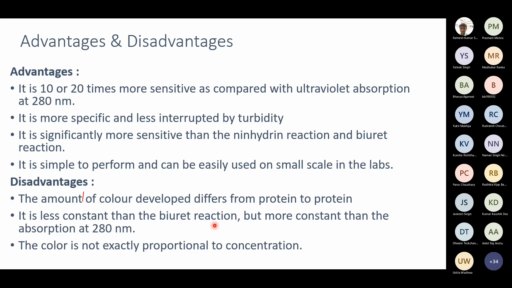It is less constant because in the Biuret reaction, the peptide bond is reacting, but in this Folin reagent, tyrosine and tryptophan are reacting, and they vary from one protein to another protein. But it is more constant than taking absorbance at 280 nanometers, because in this reaction it is generally a combined effect of both the Biuret and Lowry's reaction. And also the color is not exactly proportional to concentration sometimes. All of these reasons are because it actually takes into account the content of tyrosine and tryptophan.